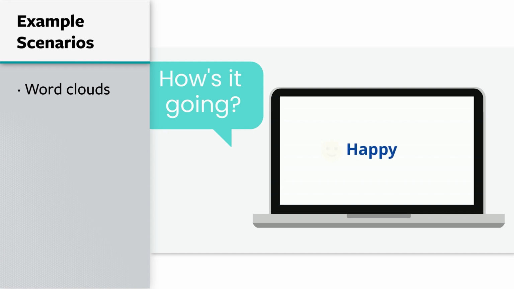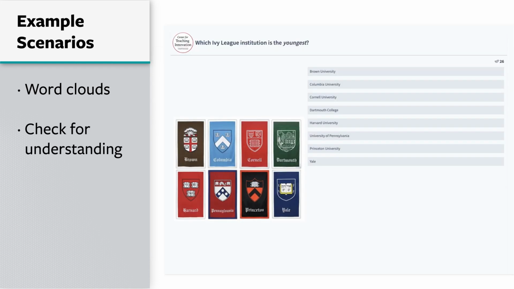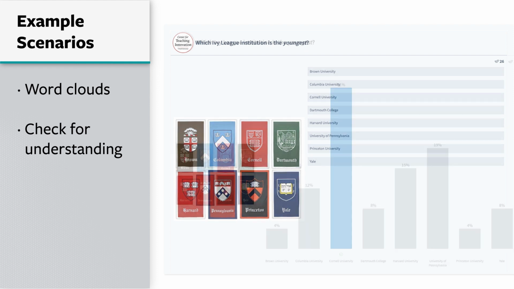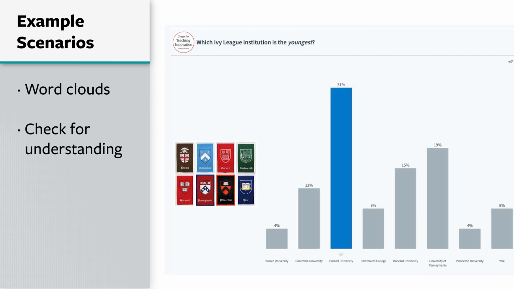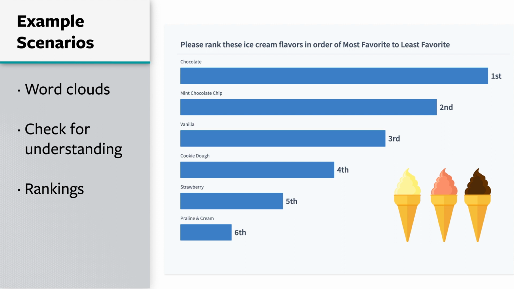Here are some example scenarios for classroom polling. Creating a word cloud polling question to connect with students by asking how they are doing in the semester. Checking for understanding is another great use of classroom polling. Also, you can use polls to identify topics that need immediate clarification by posing a ranking polling question.